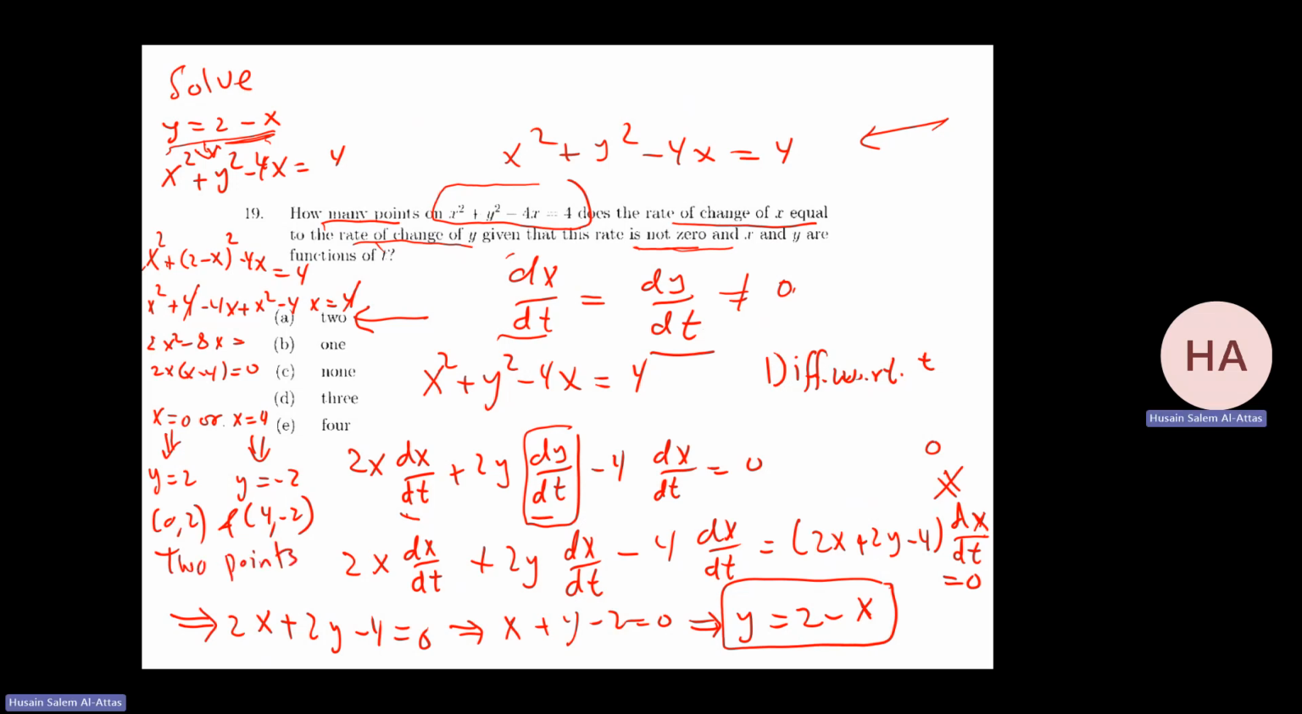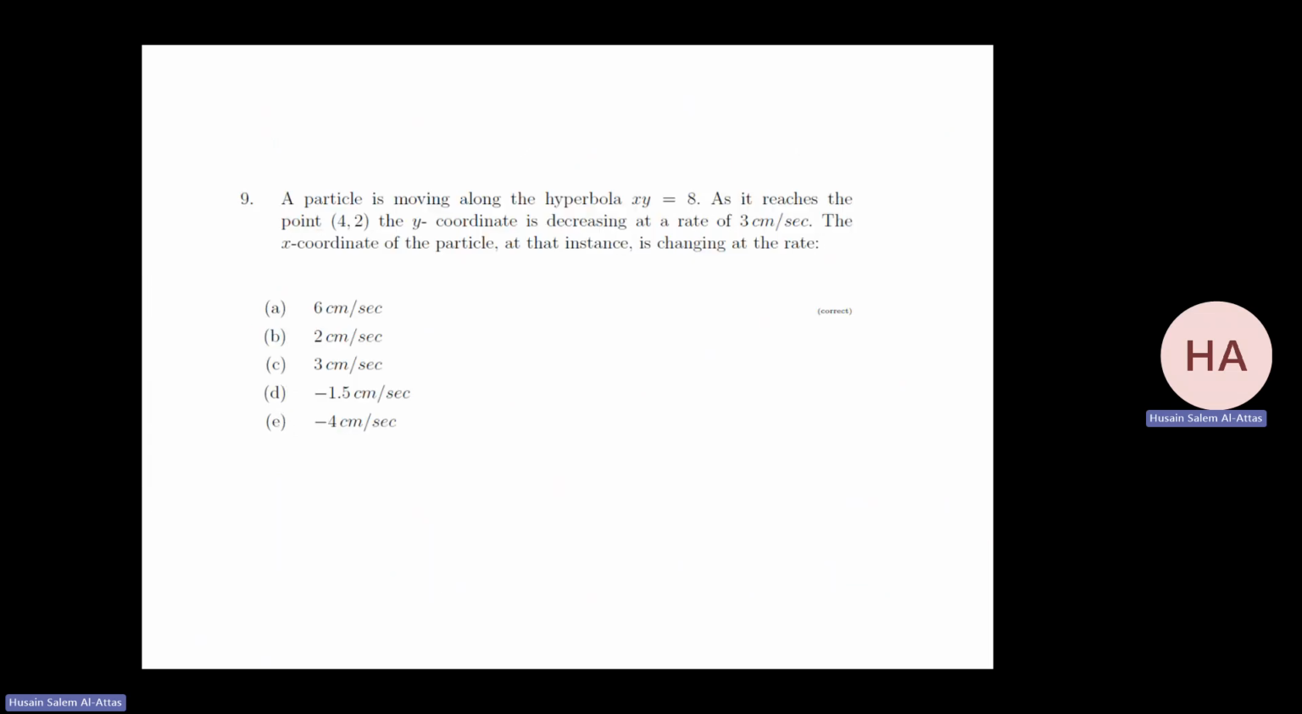So what's new? Just we differentiate. He gives you some related rates, and then you just solve for y and then solve the 2 equations.